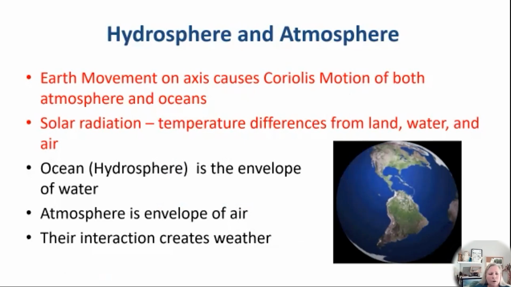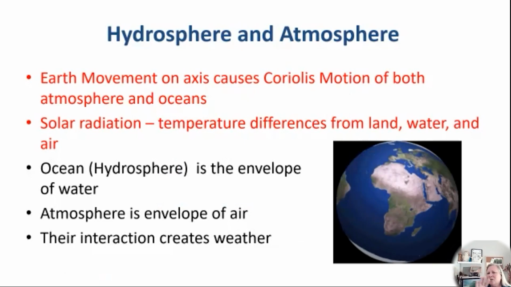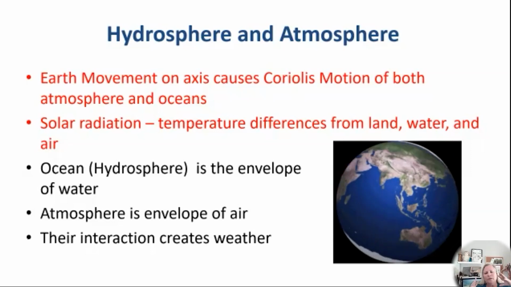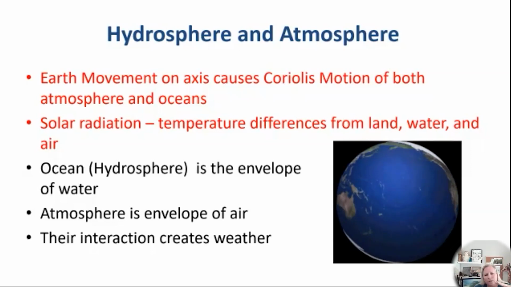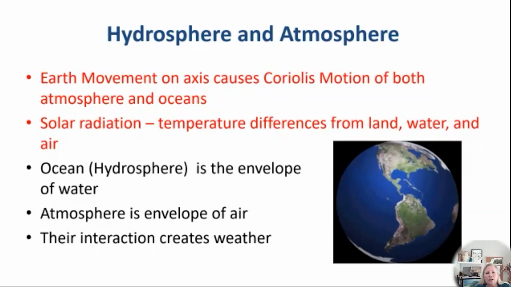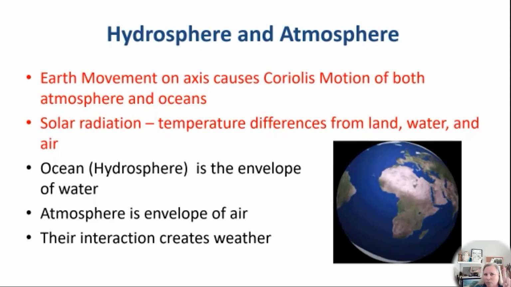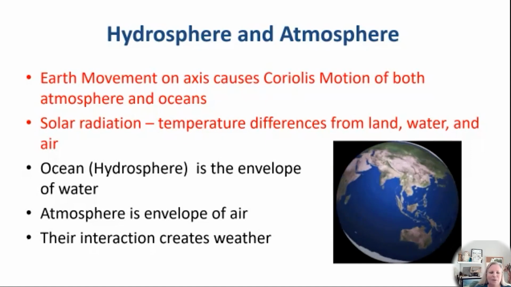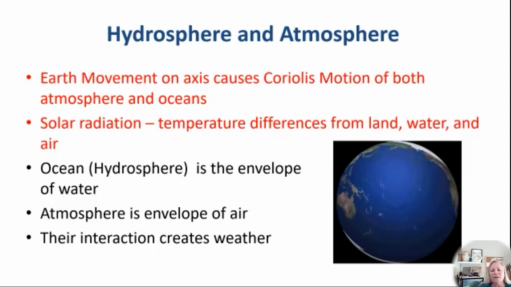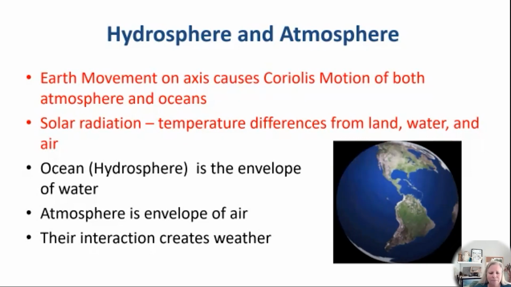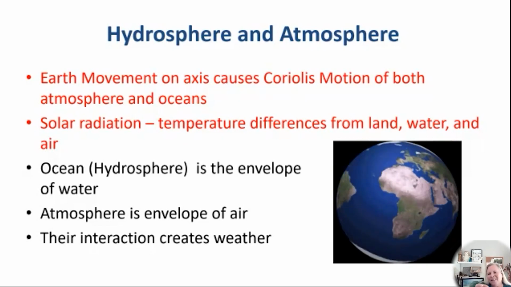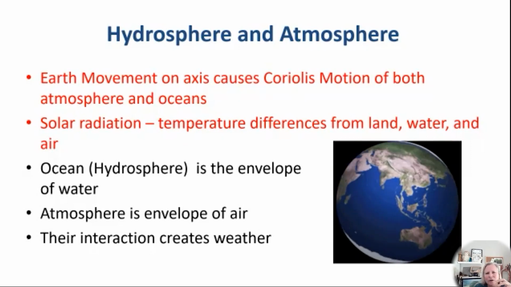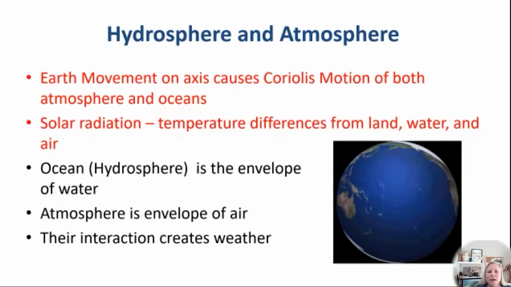Now in our ocean, again, the hydrosphere, that's the whole envelope of the water. As you see that Earth planet spinning around, that's the oceans, as well as the fresh water. We don't want to forget the fresh water. We only have 1% of it, but that's the important part that we need. And our atmosphere is the envelope of air. And again, the way they act together, the way they interact, the oceans and the atmosphere, is what creates our weather.